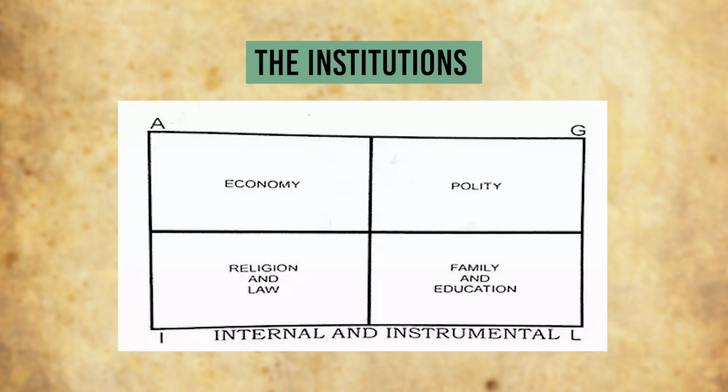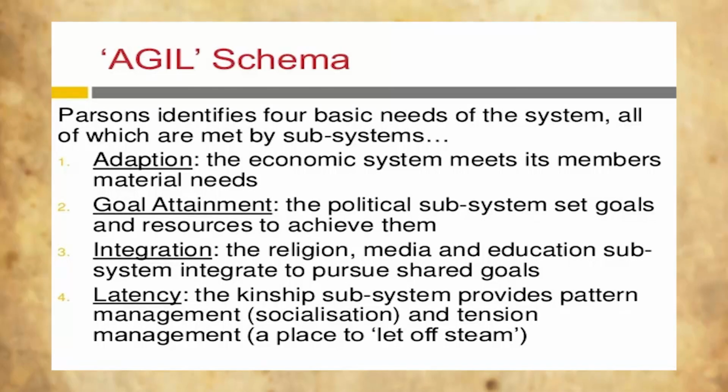Economy does the work of adaptation. The polity does the work of goal attainment. Religion and law go for integration, and family and education serve as safety valves where we can throw away our anguishes and torments, and restore more life and energy to our system. As I already said, these are certain systems which perform this way, and persons identified for the basic needs of the system, for every system to perform unchallengedly and in a vigorous way. These are certain needs that a system must have.